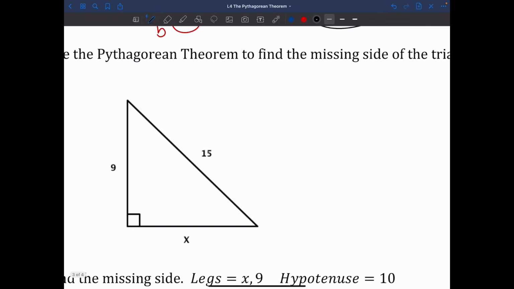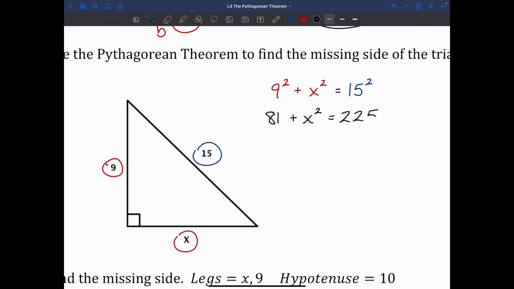Same kind of deal. We've got these two legs and this hypotenuse. So I know that in this case, it's going to be one leg squared plus the other leg squared. So 9 squared plus x squared is going to give me the hypotenuse squared on the other side. So let's do this out. 9 squared is 81. 15 squared, I plugged it into a calculator a little bit earlier. It's 225. After that, we're just solving it out. Subtract 81, subtract 81 over there as well. We get that x squared is equal to 144.